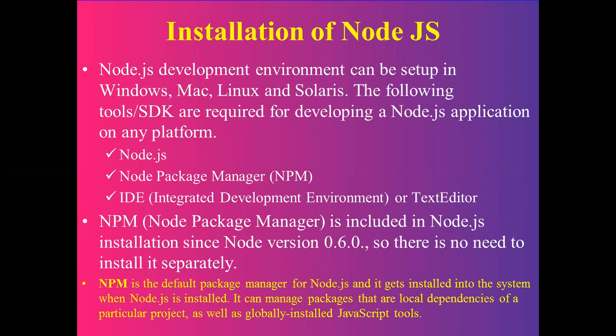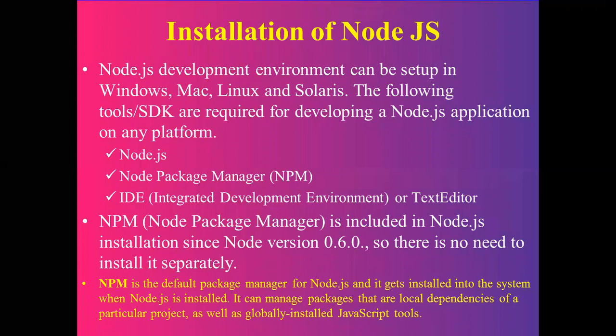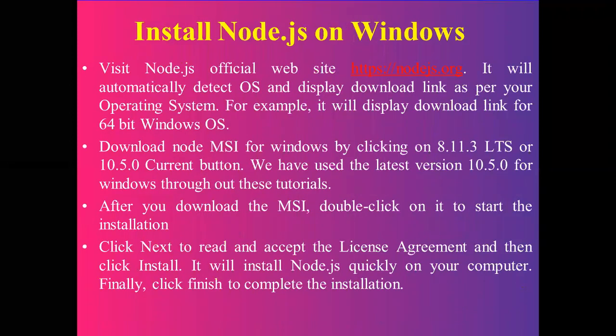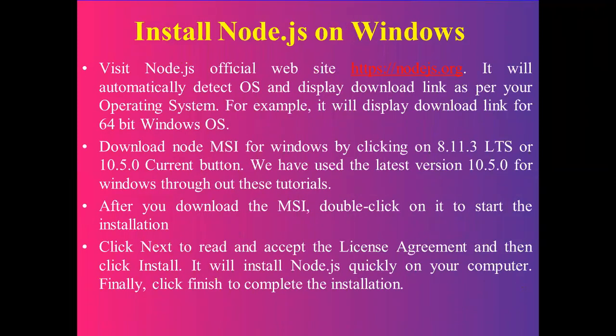So how to install Node.js on Windows? You can simply download Node.js from the site and choose the latest version for installation based on your operating system, whether it is 32-bit or 64-bit, as per your operating system. Then download the Node MSI for Windows by clicking on the version, that is, download the LTS version, which is long term support. LTS version for Windows.